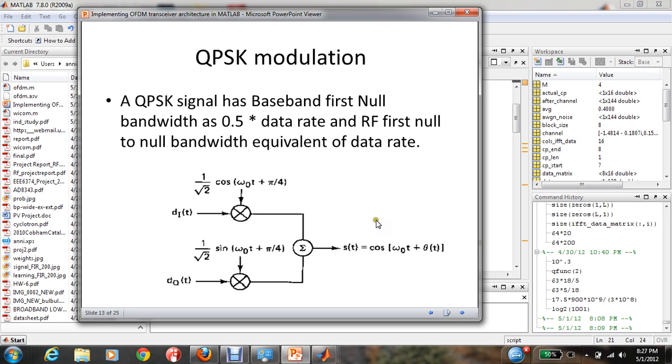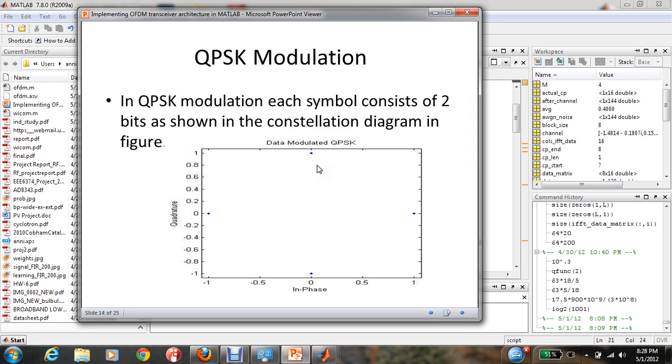to get the signal which is to be transmitted. In the baseband, the bandwidth of the QPSK transmitted signal will be 0.5 times the data rate, and in RF the first null-to-null bandwidth will be 2 times 0.5 times the data rate, which is equal to the data rate. So bandwidth is equal to the data rate in RF mode. So this is the resultant QPSK modulation.